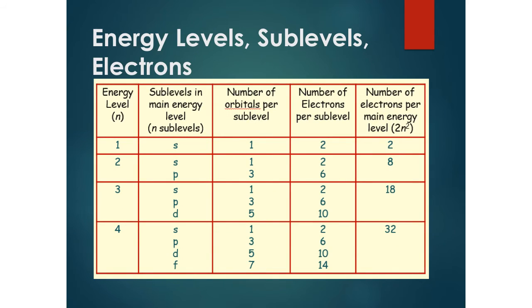This is just a summary of that chart. It's the exact same thing, just filled in there. So again, first level has just S. Second level has S and P. Third has SPD. Fourth level has all 4 of our sublevels. And then that's how you get the different amounts.